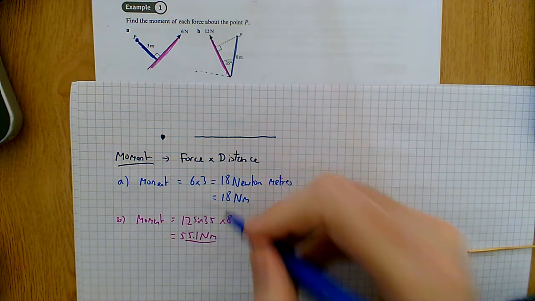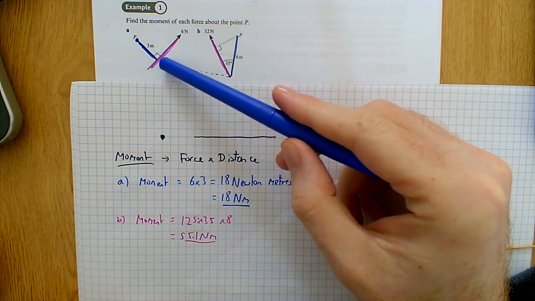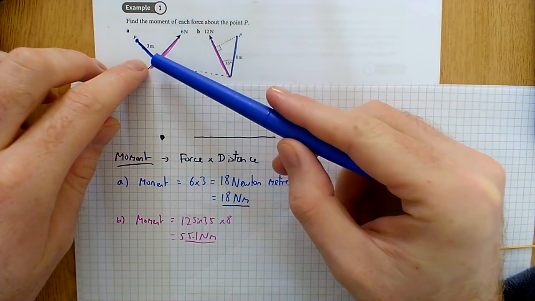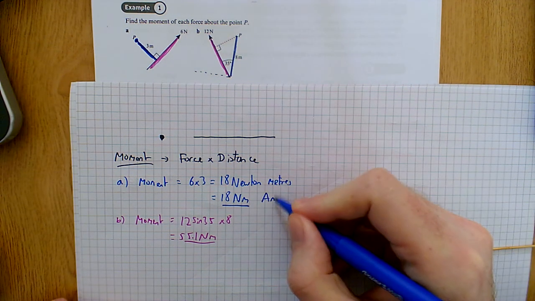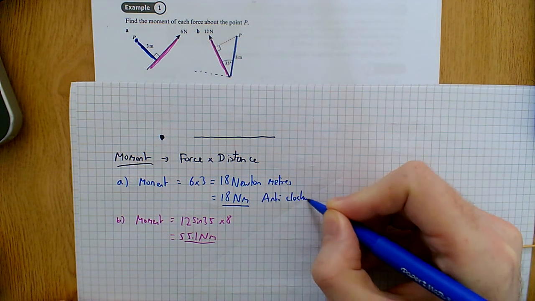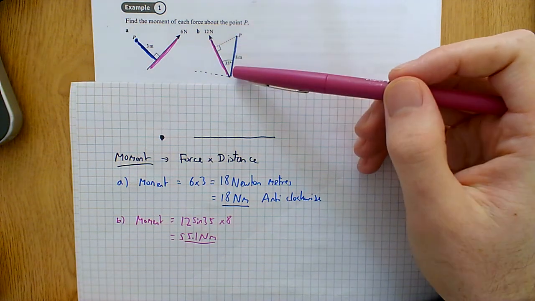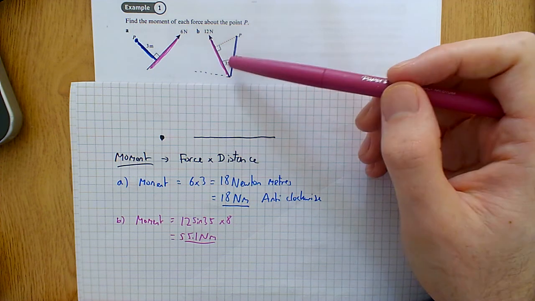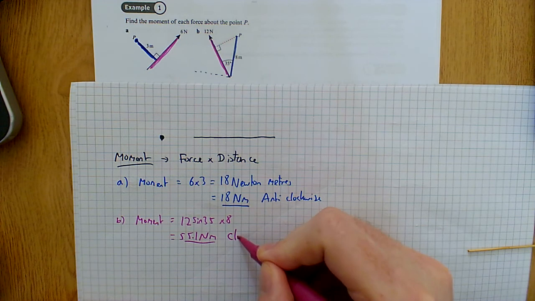Now we're almost done. The only other thing we always have to specify in moments is which direction it's turning. If we imagine the blue being turned, it's going to go up. And if you think about this moving like the hands of a clock, this is going anti-clockwise. So it's 18 Newton meters anti-clockwise. And the other one, that's the pivot point, so this is turning this way, and the blue object is going to move to the left, which, if it's pivoting around there, is with the clock, so this is clockwise.